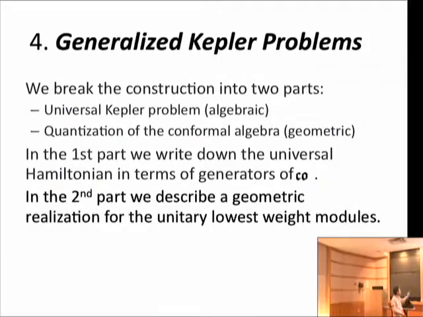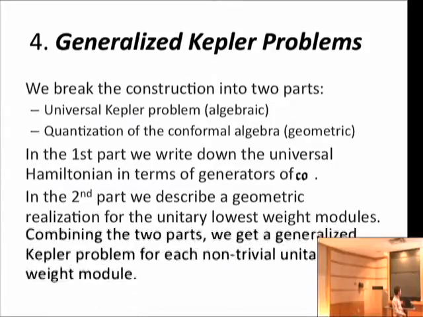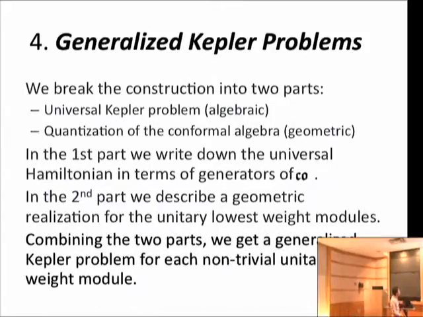And so once we have a geometric realization, the elements of the conformal algebra would be expressed as differential operators. Then you plug it into this universal Hamiltonian relation, and you will get differential operators for the Hamiltonian, instead of abstract elements in the conformal algebra. So combining these two parts, we get a generalized Kepler problem for each non-trivial unitary lowest weight module.